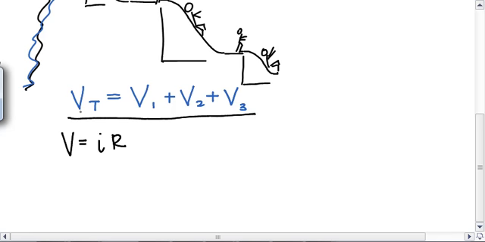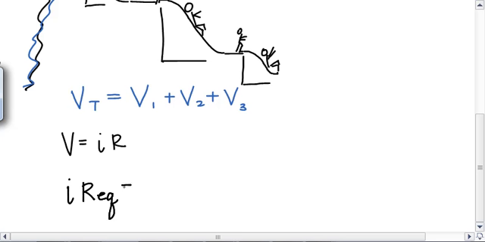So the total voltage would be the current that flows through times the total or equivalent resistance. Usually EQ is used to mean equivalent resistance. That's what I think your textbook uses. All right. Then V1 would be the voltage across that first resistor. It has the same current I running through it times R1, plus V2 would be what? I times R2. And V3 would be I times R3.